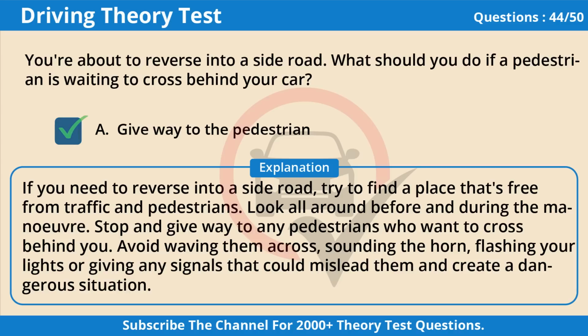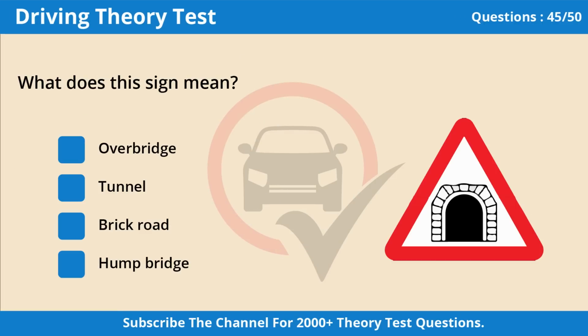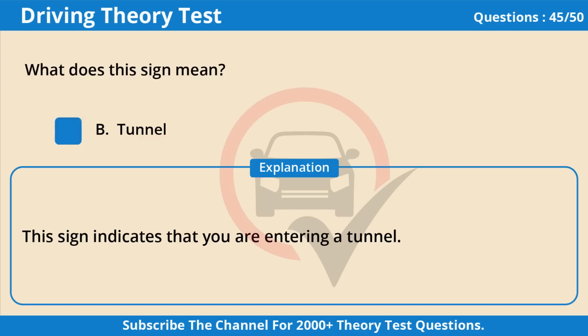Question 45. What does this sign mean? A. Overbridge. B. Tunnel. C. Brick road. D. Hump bridge. B. Tunnel. This sign indicates that you are entering a tunnel.